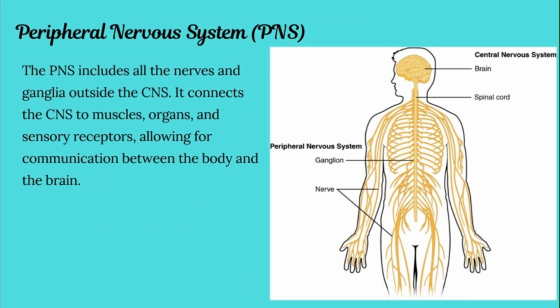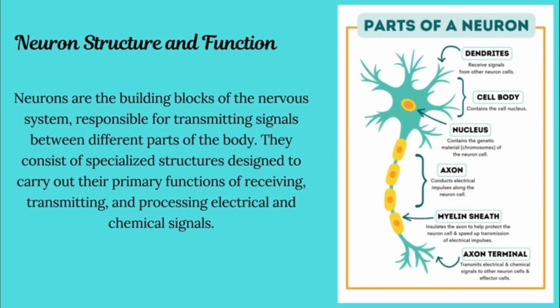Peripheral nervous system, PNS. The PNS includes all the nerves and ganglia outside the CNS. It connects the CNS to muscles, organs, and sensory receptors, allowing for communication between the body and the brain. Neuron structure and function. Neurons are the building blocks of the nervous system, responsible for transmitting signals between different parts of the body.